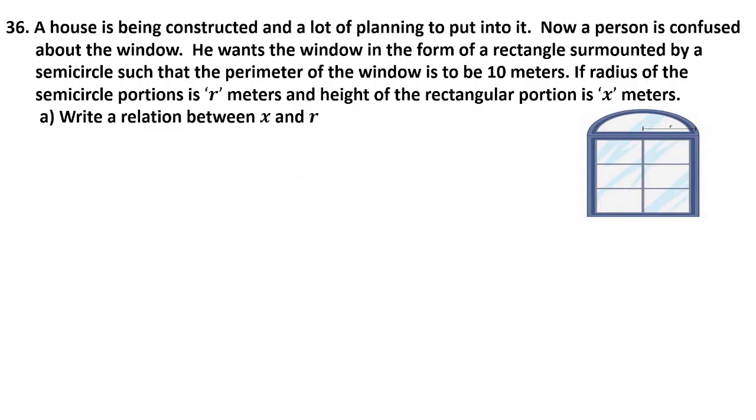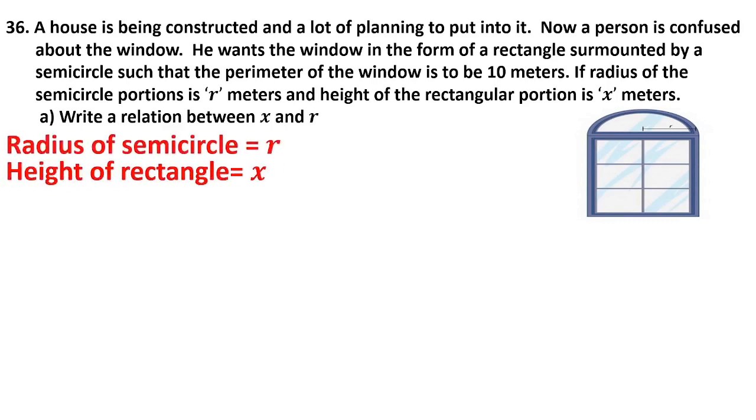Go to question number 36, case study question. A house is being constructed and its dimension is given. You have to find the relation between x and r. For that, I am taking the radius as small r given in the question, height of the rectangle as x. To get the relation between x and r, I am making use of the formula for perimeter. Perimeter is given in the question as 10.